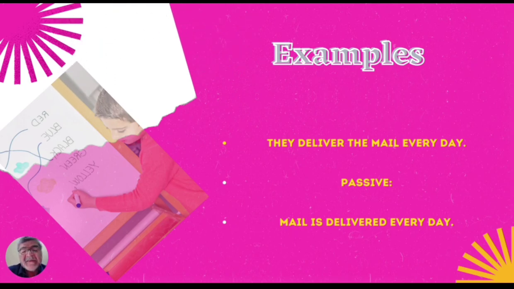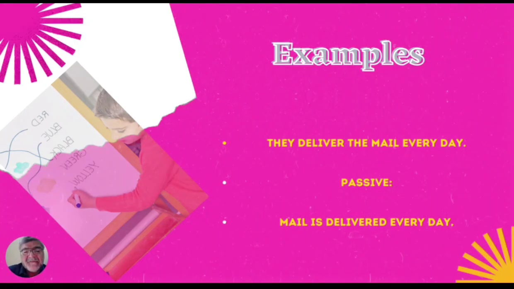So you see that is delivered is the verb form of the passive in the present simple, and mail comes to the place of they. Here it's not important for us who delivered the mail. What is important is that the mail is delivered. So is delivered is the form of the verb in the passive tense.